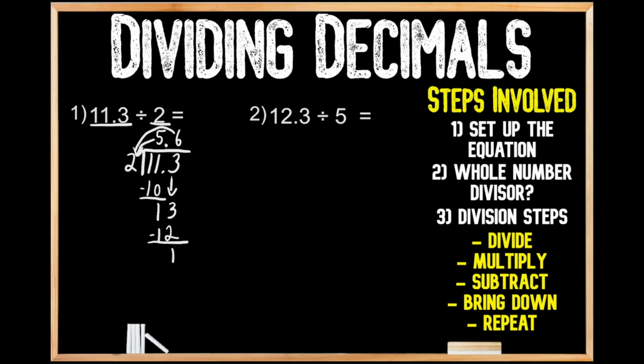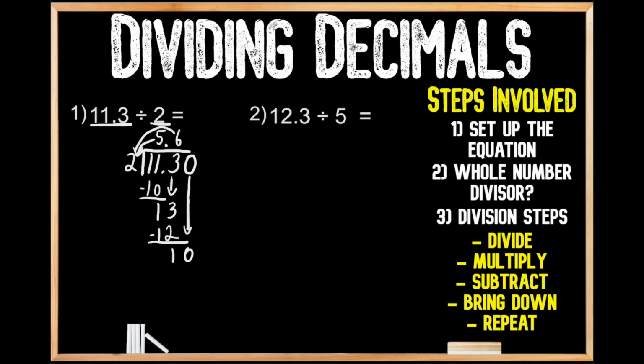So what we're going to do here is write a 0 to the right of our 3, because whenever we have a decimal, if we write a 0 immediately to the right of the last decimal place, it doesn't change the value of that decimal. So 11 and 30 hundredths has the exact same value as 11 and 3/10. Now we can resume our division steps by dropping down our 0.